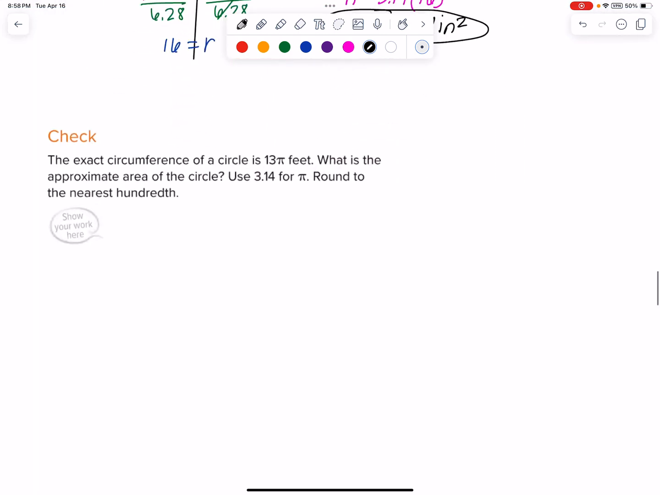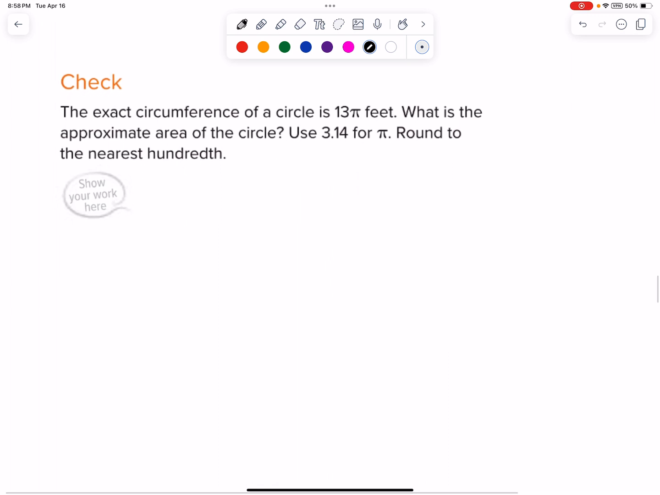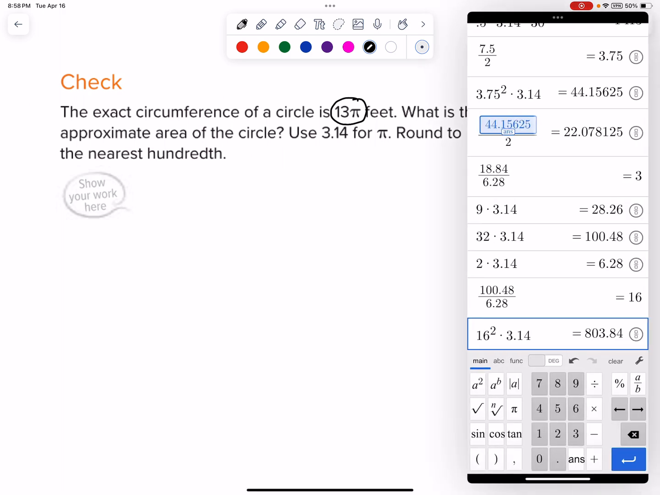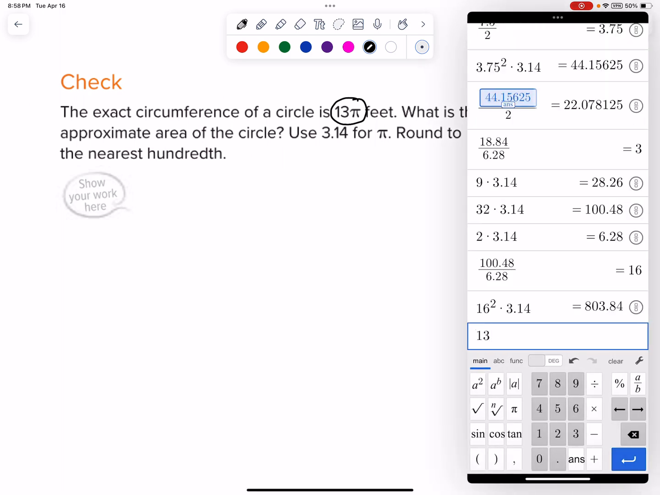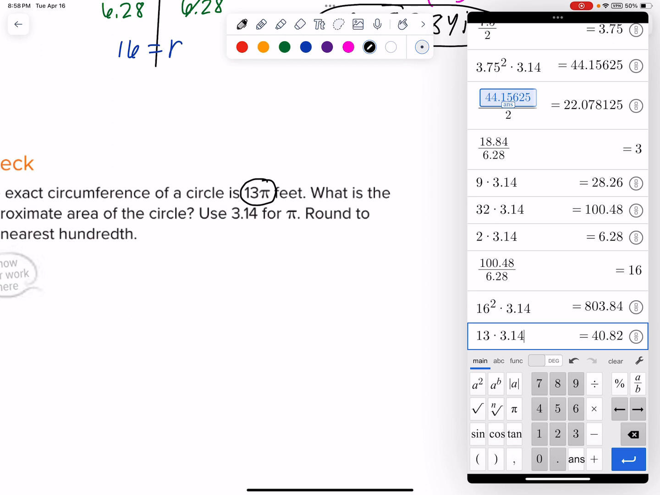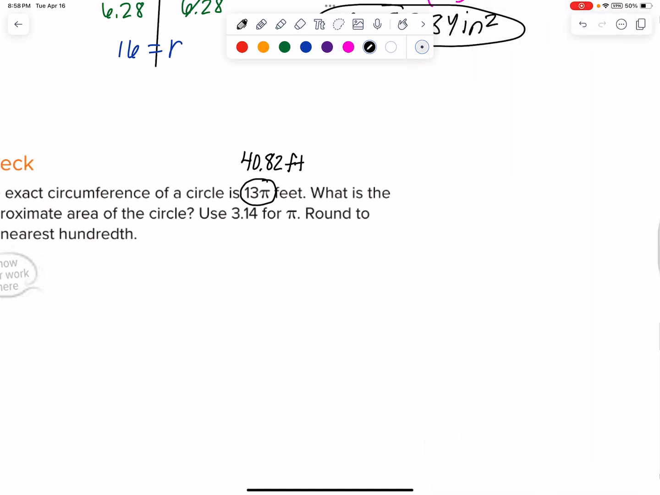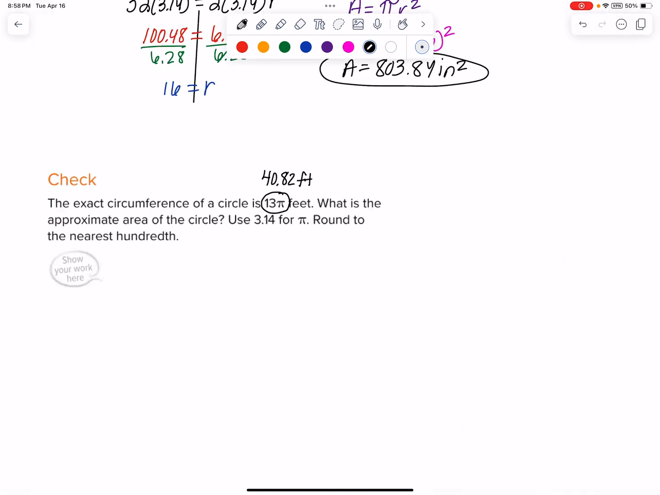So let's try it here. They're telling you the exact circumference of the circle is 13 pi. So again, let's try it this other way. Instead of doing 13 pi, let's just do 13 times 3.14. So really, this is saying the exact circumference is 40.82 feet. And so we could rewrite it and completely ignore that type of writing.